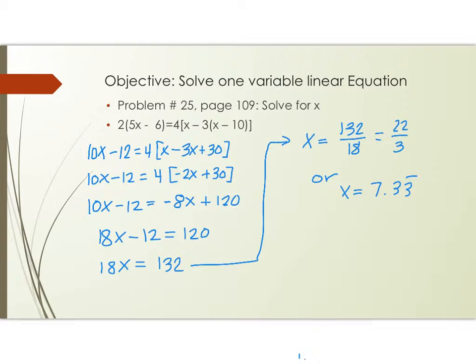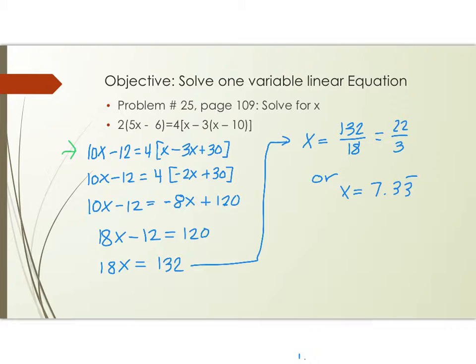So in this particular case, the first step is to use the distributive property. When we use the distributive property, we just multiply the 2 through on the left side of the equation. So we get 10x minus 12, and then we have an equal sign, and we're going to multiply the 3 through the parentheses. So we have 4[x minus 3x plus 30].